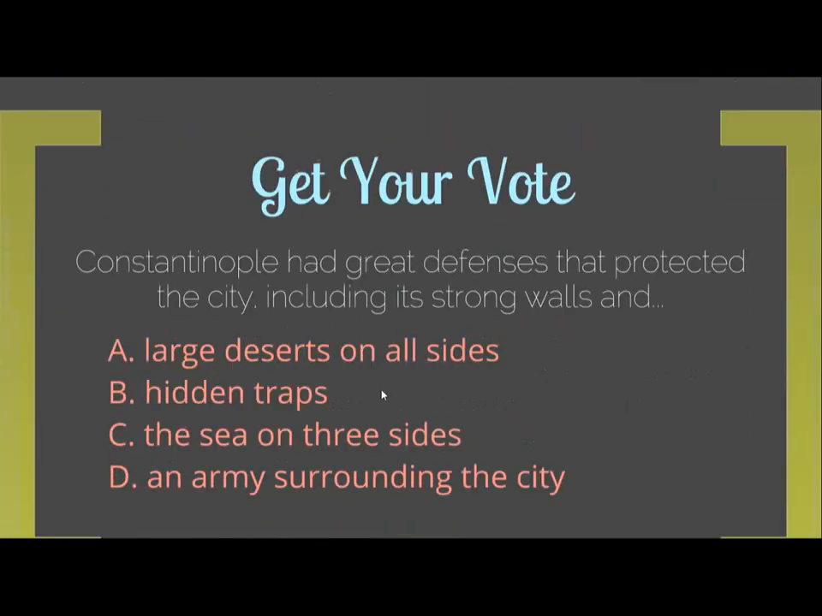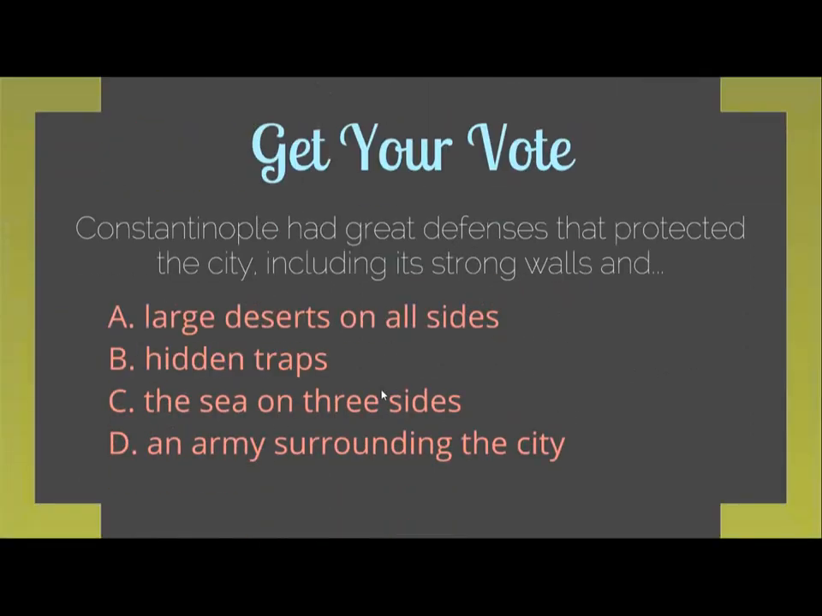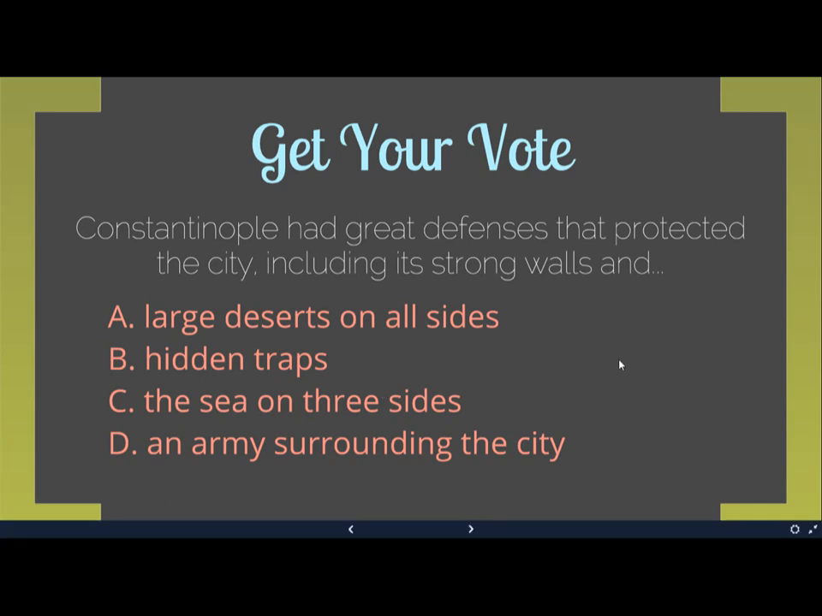They were Romans. Check for understanding number 2. Constantinople had great defenses that protected the city, including strong walls and the sea on 3 sides. Well done. You guys got this.